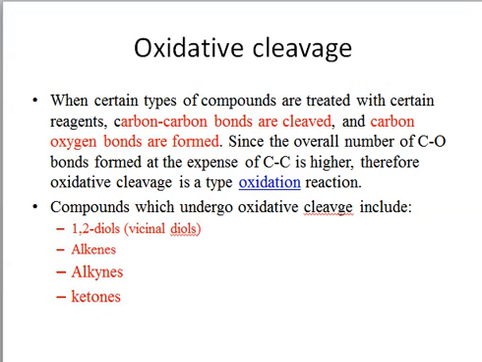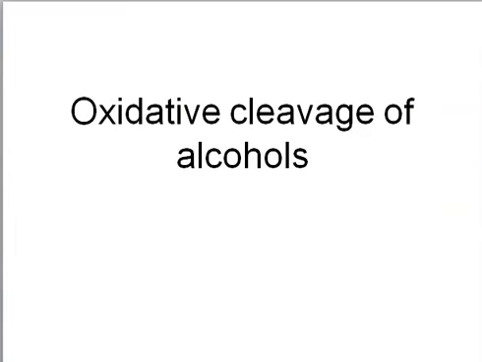These compounds include 1,2-diols, which are also known as vicinal diols, alkenes, alkynes, and certain ketones, right? Not all types of ketones can undergo oxidative cleavage, so we'll see which types of ketones will undergo oxidative cleavage. We will discuss all of these one by one in a sequential way. Firstly, we will consider the oxidative cleavage of alcohols.